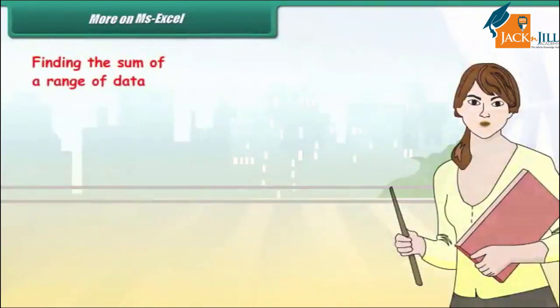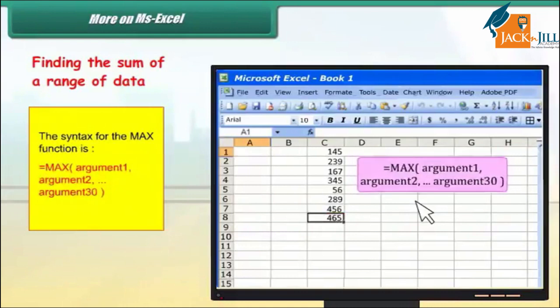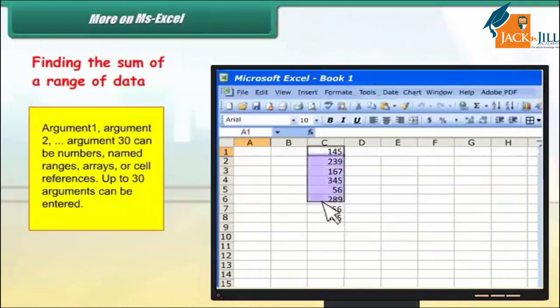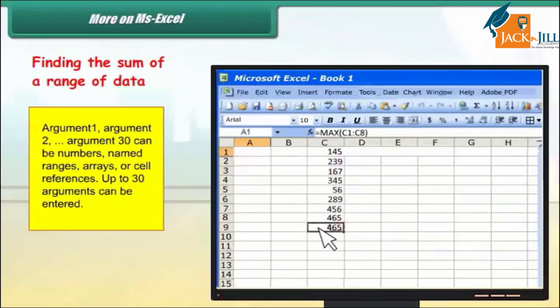Max function. The max function, one of Excel's statistical functions, is used to find the largest or maximum number in a given list of values or arguments. The syntax for the max function is equal to max and in brackets argument 1, argument 2 and so on. Argument 1, argument 2 and so on can be numbers, named ranges, arrays or cell references. Up to 30 arguments can be entered.